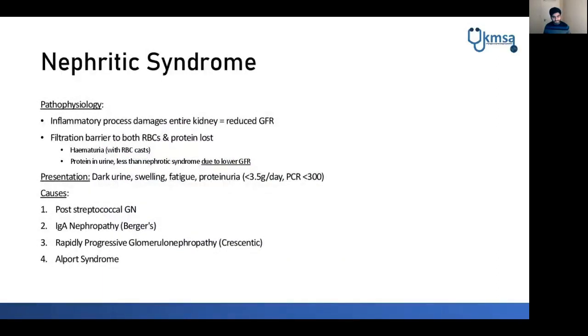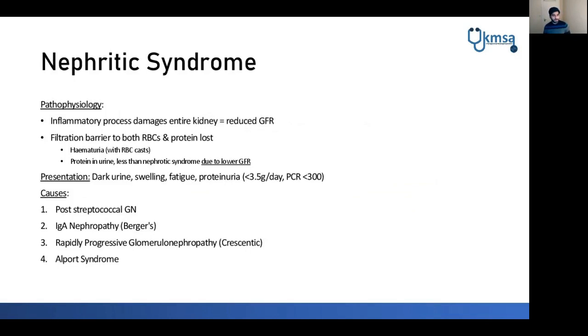So we'll start with nephritic. Nephritic syndrome, conceptually, is a disease process that damages the entire glomerulus, the entire kidney. What that causes is reduced GFR. That's the main pathophysiology and it results in other things. The filtration barrier to blood cells and proteins is lost because of the vast destruction that's going on, but you don't get massive proteinuria because your GFR is so low, because so little of your plasma is getting in due to impairment of the function that you're not able to lose as much protein. So what you get here is hematuria, with the asterisk that the red blood cell cast is a huge thing to remember, and protein in the urine, but less than nephrotic syndrome.